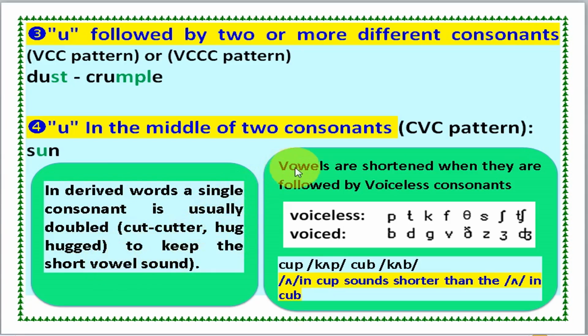Vowels are shortened when they are followed by voiceless consonants. Here, the voiceless consonants are p, t, k, s, sh. The voiced ones are b, d, g, z, ch, j. So here we have cup and cub, but the u in cup sounds shorter than the u in cub. So cup, but cub.